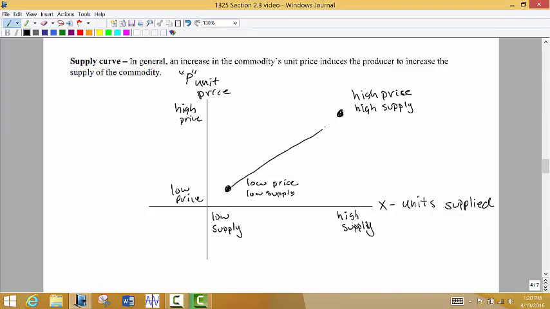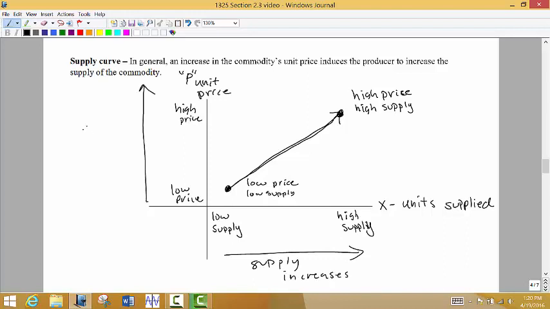And the idea here is that now I have an increasing function. Okay, so it's an increasing function. So supply increases as price increases. So they increase at the same time. So we call the supply function an increasing function. Okay, so this is just a general theory of the ideas behind supply and demand.